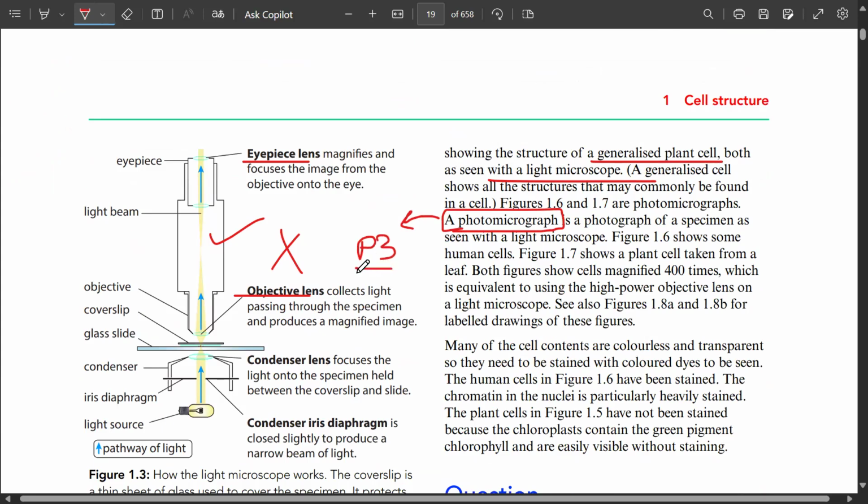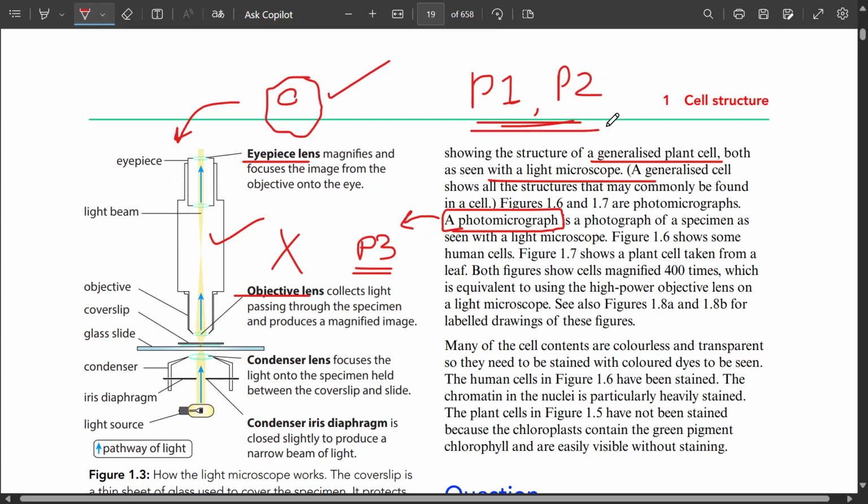P3 is your practical exam. In your practical exam, you will be given a microscope through which you have to see whatever the CIE examiner is going to give you. And whatever you see, you have to draw a basic structure of that as well, and then the examiner marks you. P1 is your MCQ, P2 is going to be your theory, and P3 is going to be your practical exam. Got it?